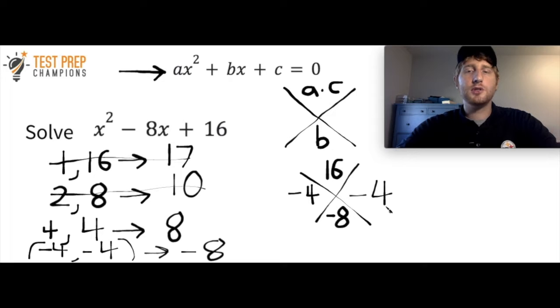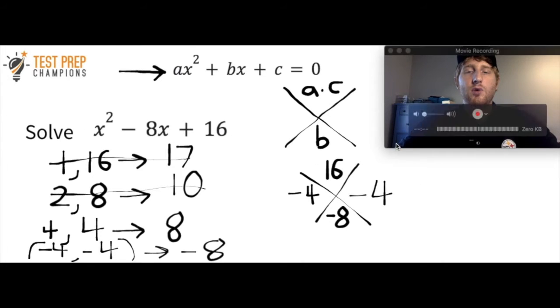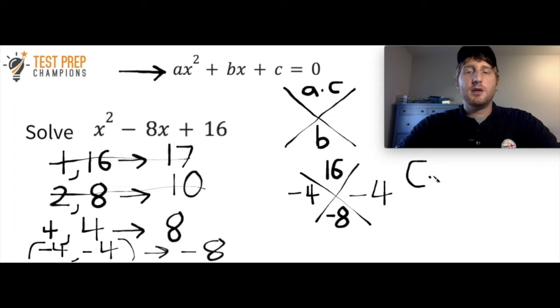Okay, so we're almost done, but we're not quite done yet. Now what I need to do is go back, and basically what I figured out here is that I can rewrite this x squared minus 8x plus 16 as x minus 4 times x minus 4.